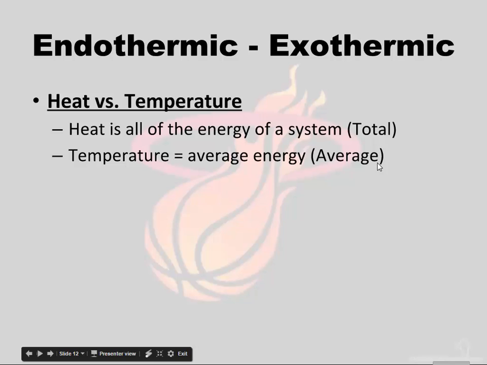So for example, if we were to take a poll of our classroom and say, everyone empty your pockets, show us how much money you have. If we were to add up all the money for our entire class, that would be the total amount of heat or money we would have. But if we took a poll and said on average our class has $1.50 in their pocket, there are some people that have more than that and some people that have less. But on average, this would be the amount of money we have. So that would be considered temperature.